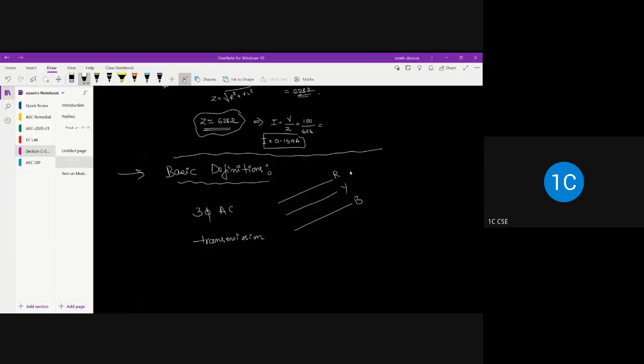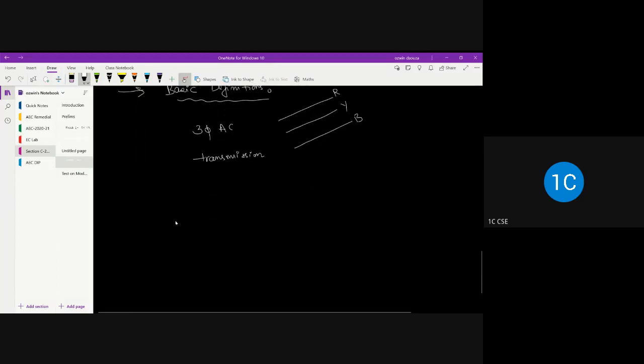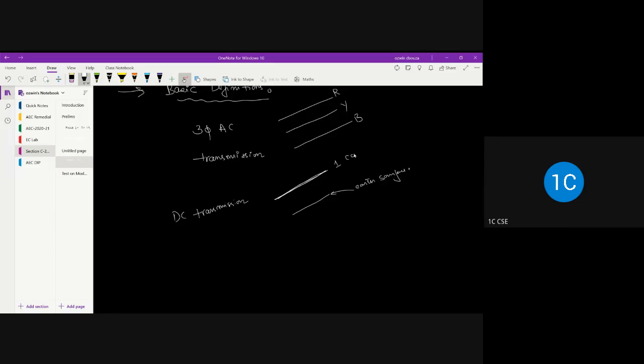On the other hand, if you use DC transmission, how many polarities does DC have? How many terminals? Just one, sir. Yeah, positive and negative. In DC transmission, the interesting fact is that only one conductor is used. The second conductor is nothing but the earth itself, the earth surface. So only one conductor you can use.